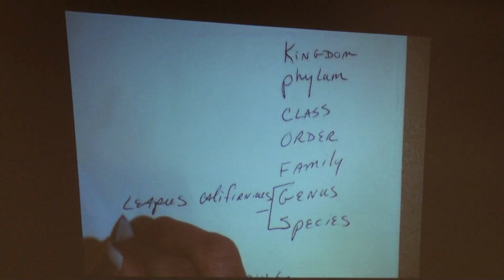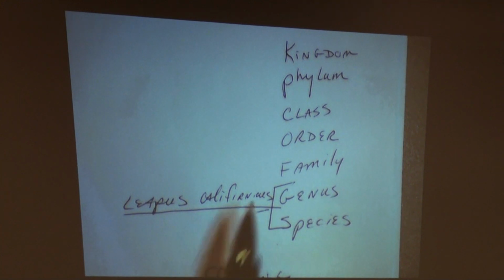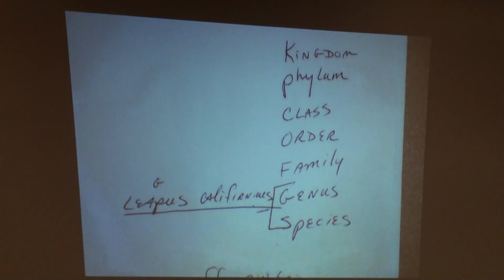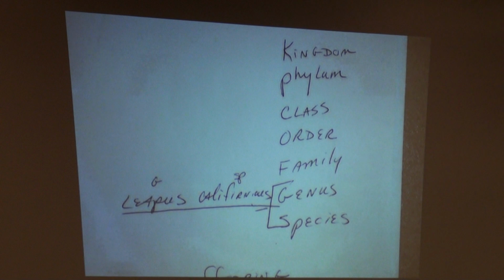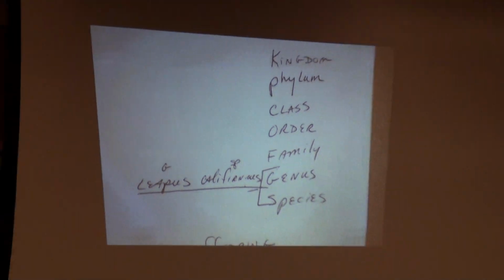Now notice this. The scientific name is underlined. Genus always goes first and is capitalized. And species is never capitalized. Watch out if they try to throw that at you and catch you. So the scientific name: genus first, species second, genus always capitalized, and if it's not written in italics, it's underlined.